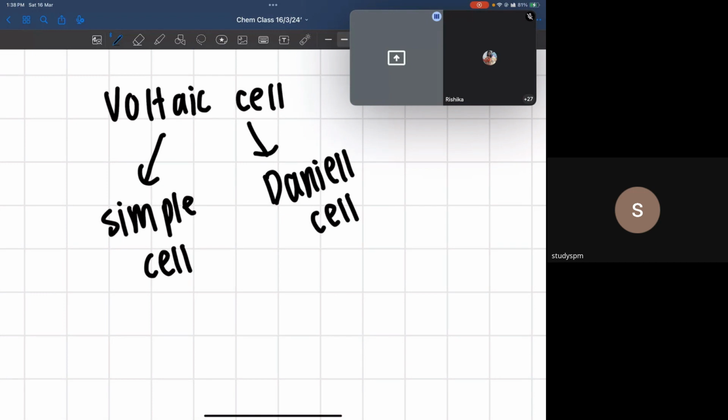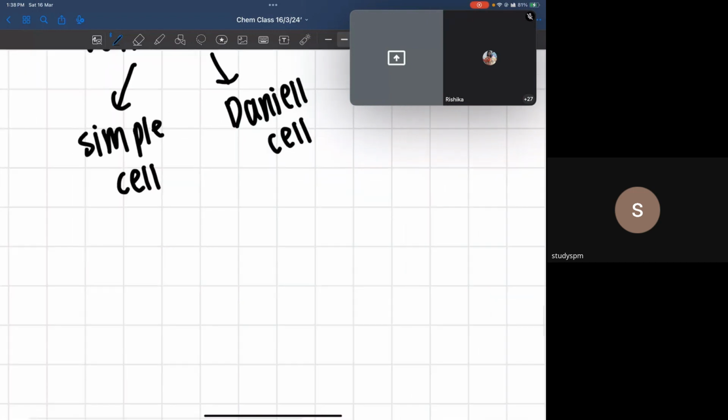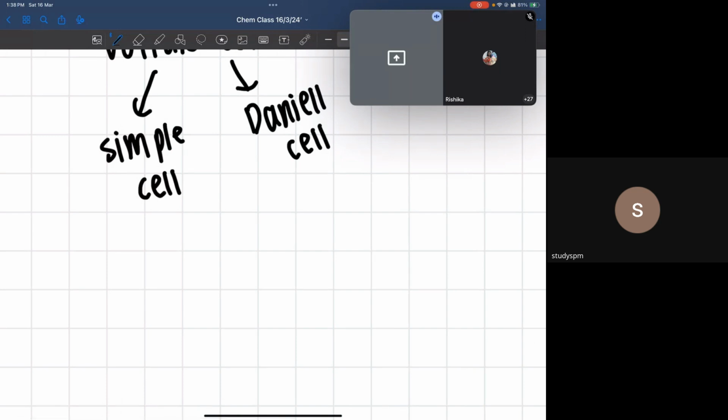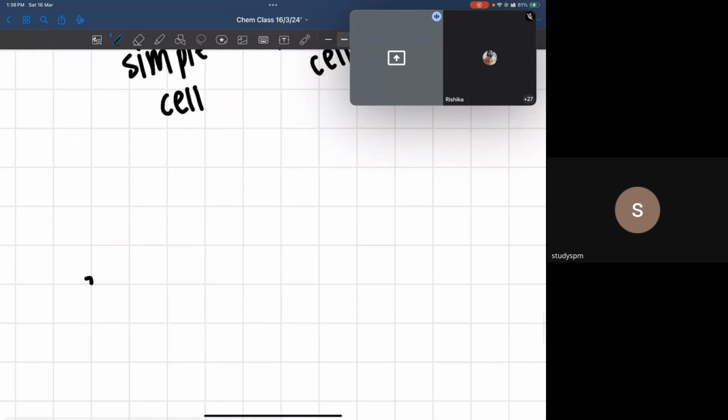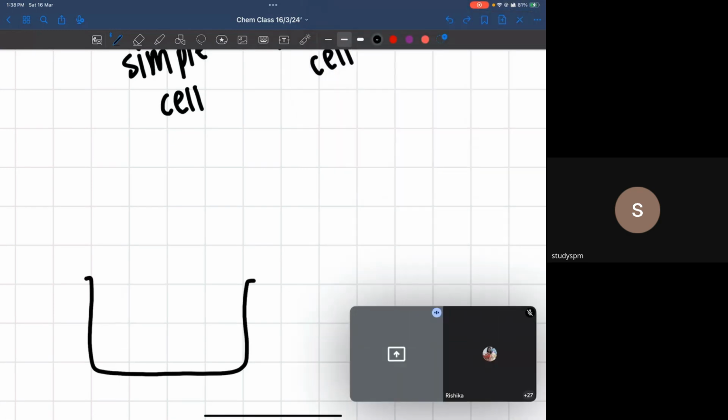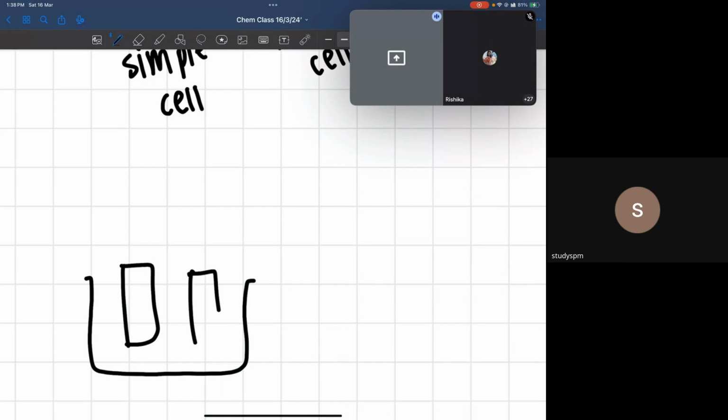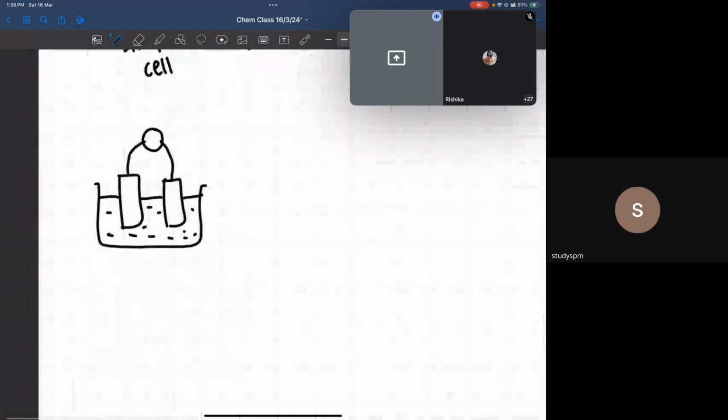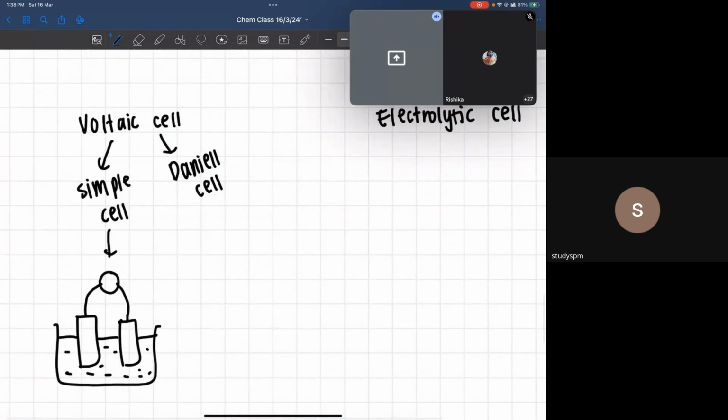How to differentiate these two? This one is the simple cell, very simple. You draw one beaker. You draw two electrodes, oh my god, so big. One solution, dotted. And then you draw whatever apparatus you want. You must connect it. This one has one solution. That is the simple cell. Now the Daniell cell.